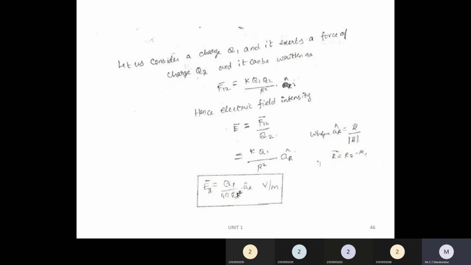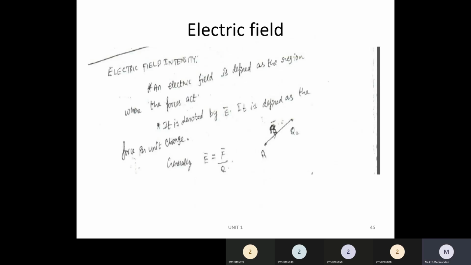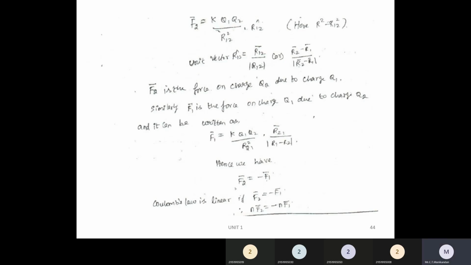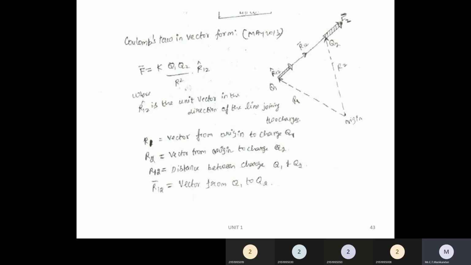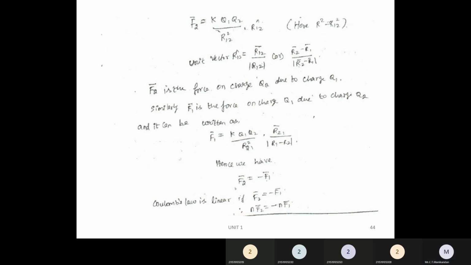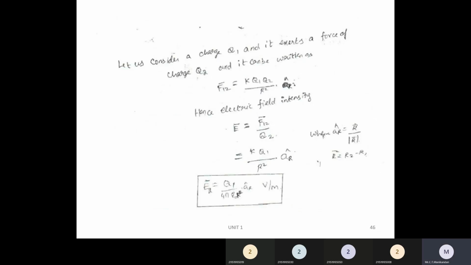This is what we have for the electric field. The basic difference is that for electric field there is only one charge Q, whereas for force you get Q1 Q2 divided by 4 pi epsilon R square. So Q1 Q2 divided by 4 pi epsilon R square for force, whereas for electric field only Q divided by 4 pi epsilon R square into a R.